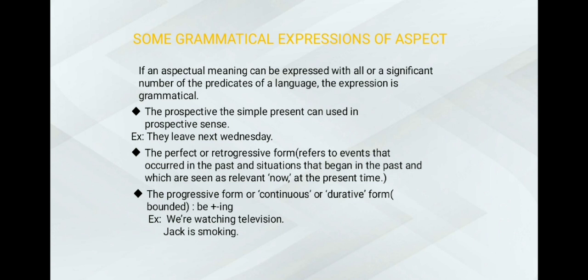The perfect or retrospective form refers to events that occurred in the past and situations that began in the past and which are seen as relevant now, at the present time. This is improving things in the future based on their learning.